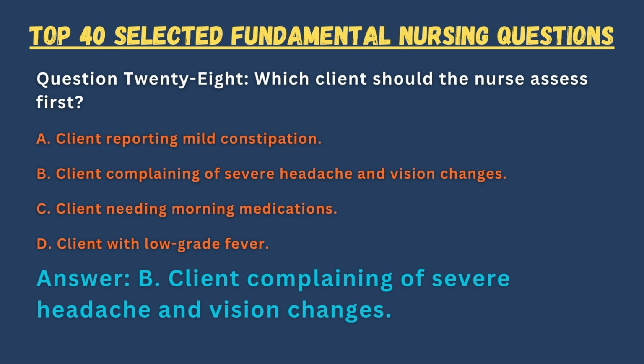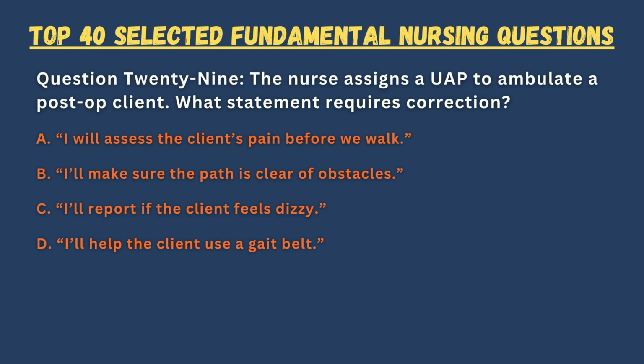Answer: B. Client complaining of severe headache and vision changes. Question 29. The nurse assigns a UAP to ambulate a post-op client. What statement requires correction?